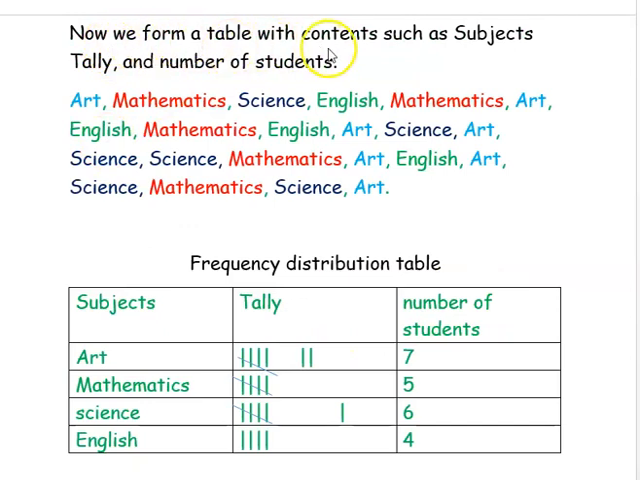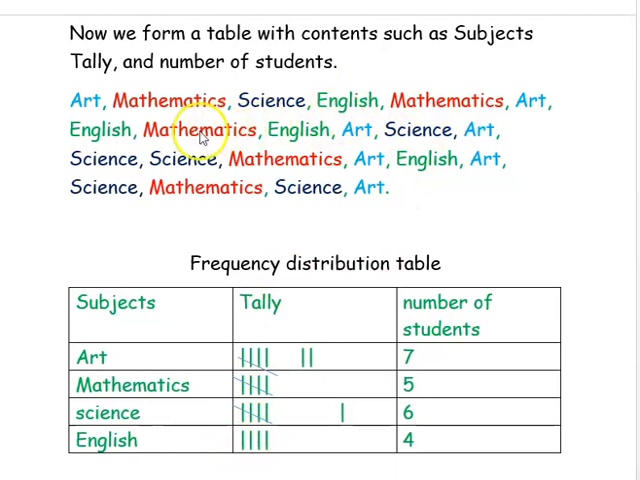Now we form a table with contents such as subject, tally and number of students. We will call this a frequency distribution table. If you look into the given raw data, we have art, mathematics, science and English, so I have written these under subject. For the first art, I have put one tally mark here, then one tally mark on mathematics, one on science, and one on English.